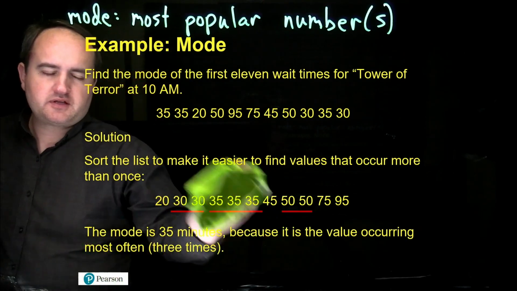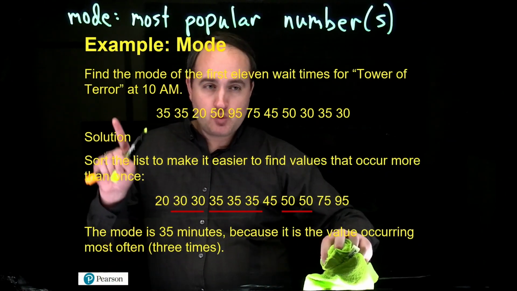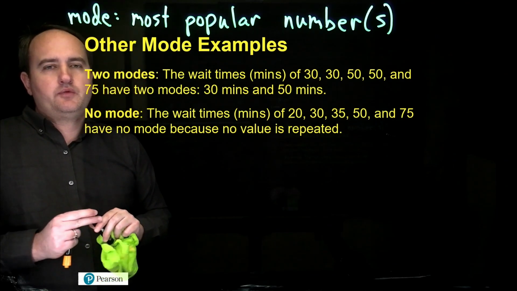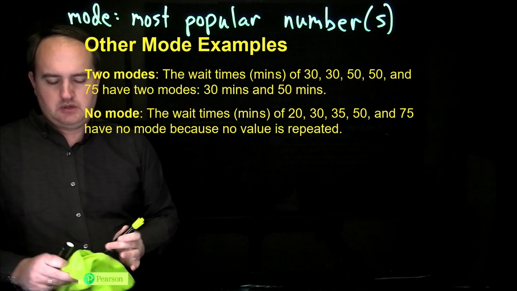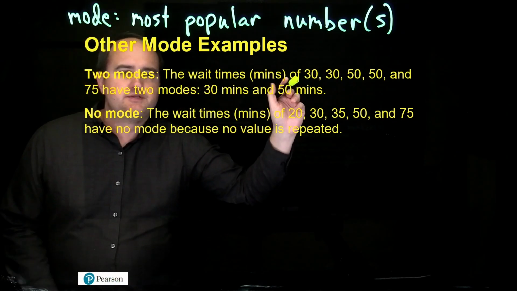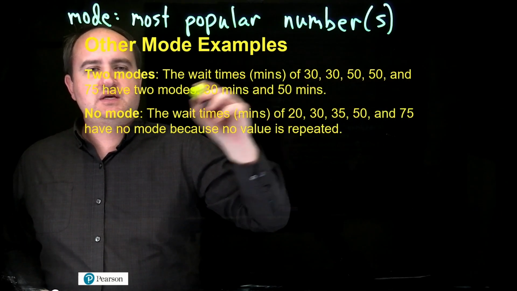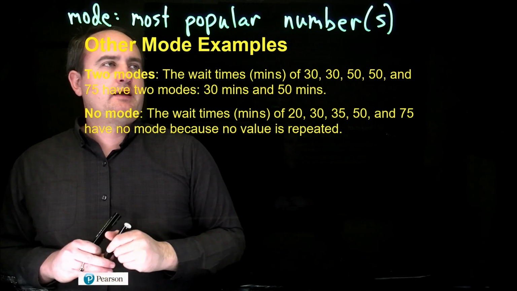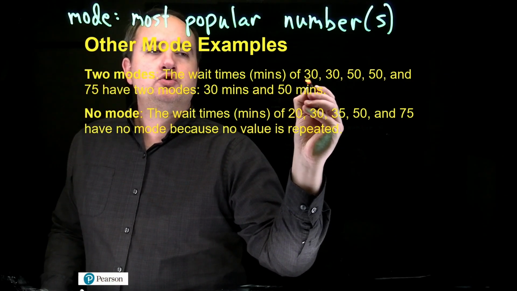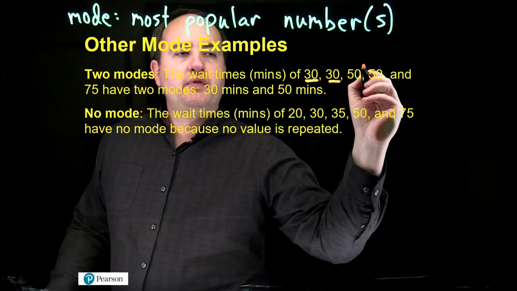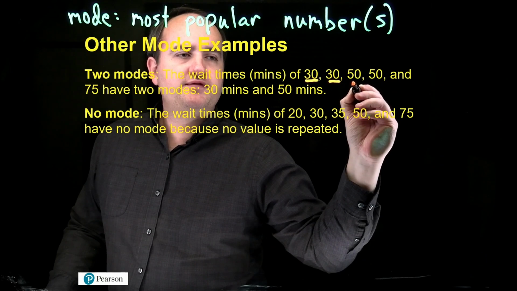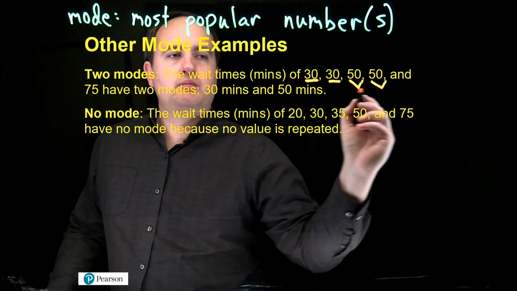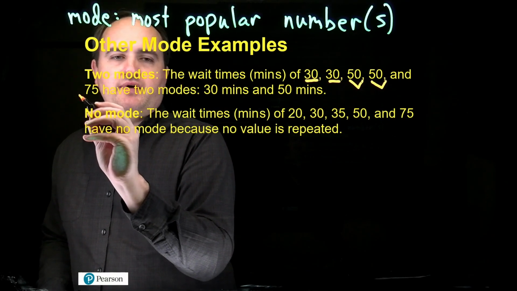Okay, so we've seen one mode. On the next slide, let's see some other mode examples. So what would it look like to have two modes? Well, here's a quick example. For the numbers 30, 30, 50, 50, and 75, if we just look at those numbers, we're going to notice that there are two 30s, there are two 50s. I'll use a different symbol for the 50s just so that we can count them. And then there's only one 75.